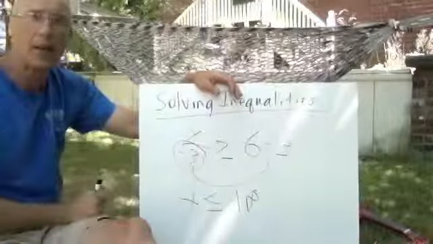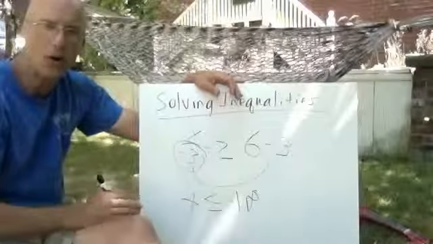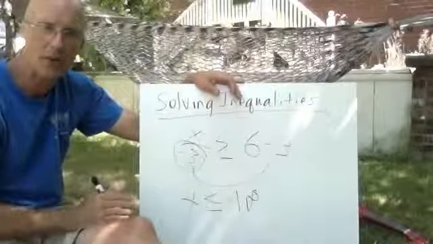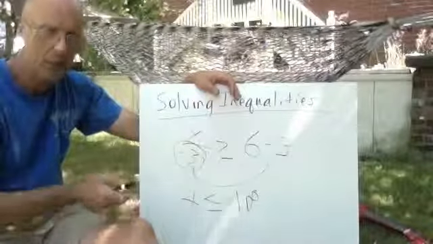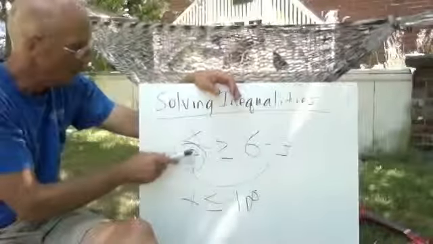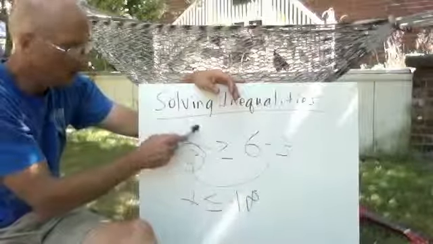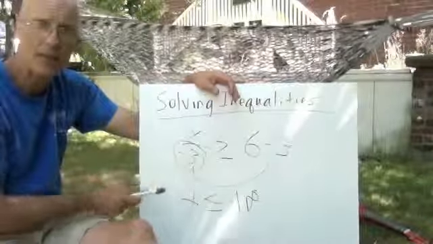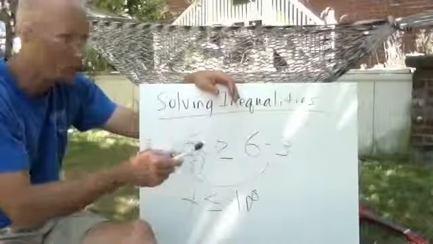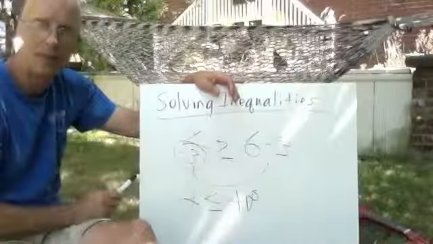So to sum it up, you solve inequalities almost the same way that you solve equations, with everything except when you have a negative coefficient. If you're dividing or multiplying the variable by a negative number, then in addition to solving it the normal way, we're going to flip the sign. That's all there is to it.